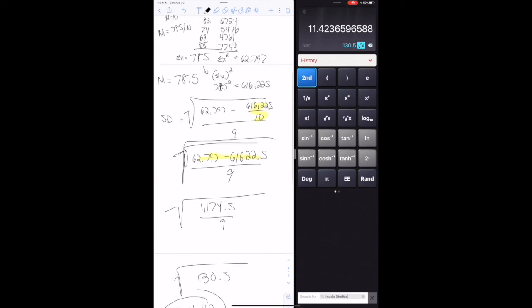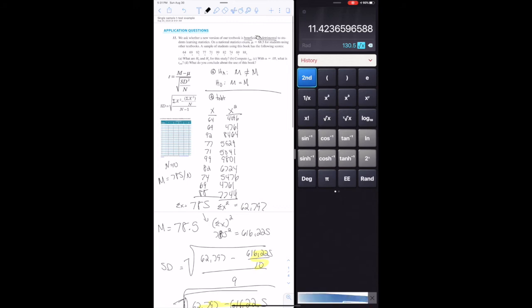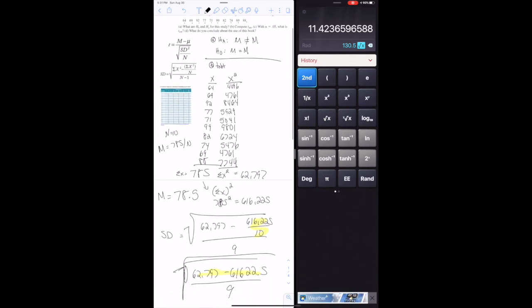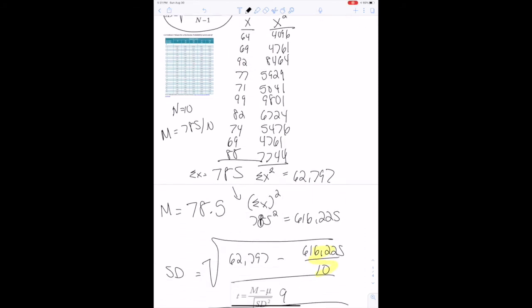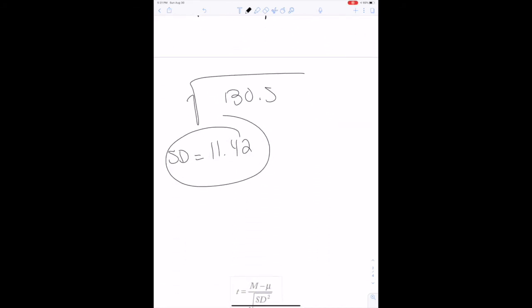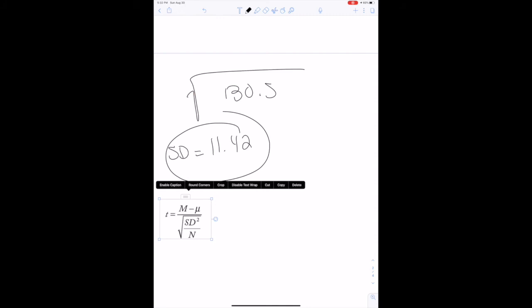Those are big numbers, right? But don't let those big numbers scare you. It's the same thing we've always done. We just simply calculated this formula right here. So let's take this and move it down. Okay. We've got our t formula.